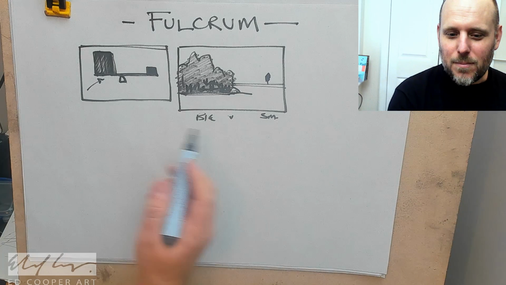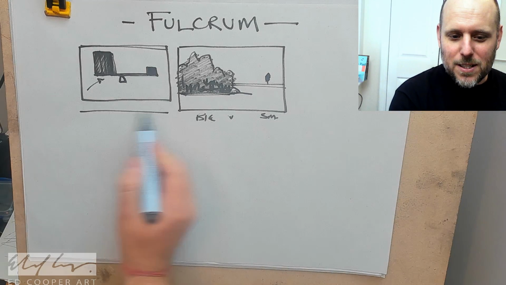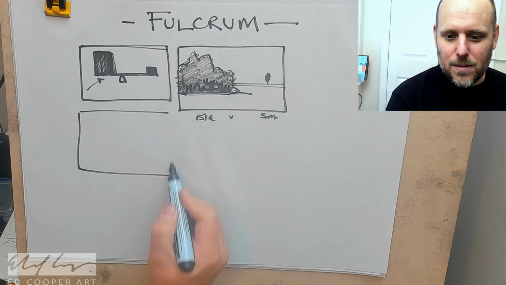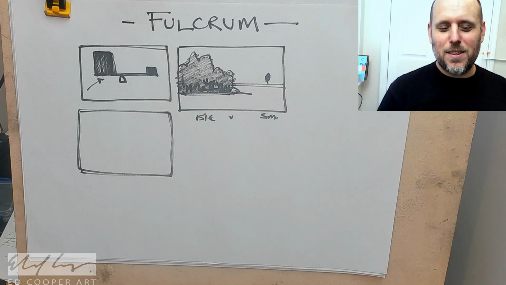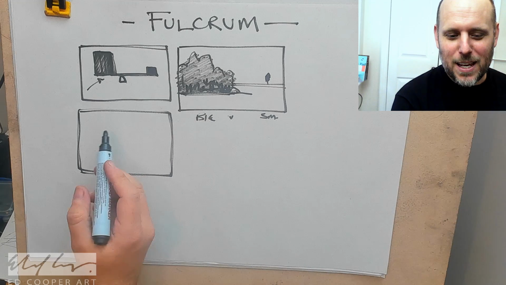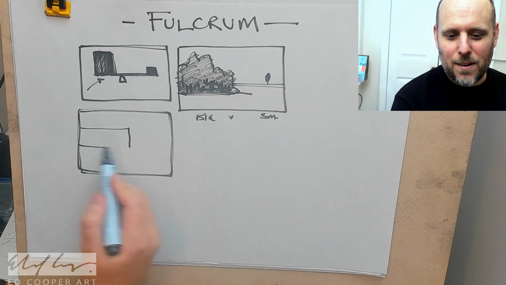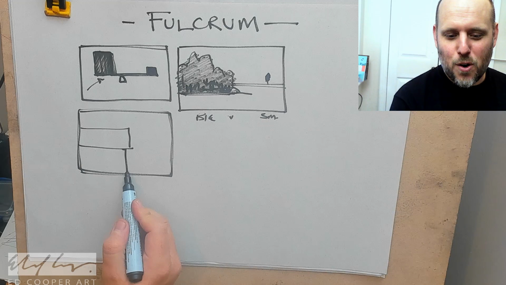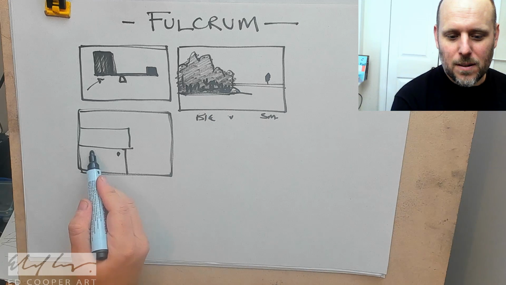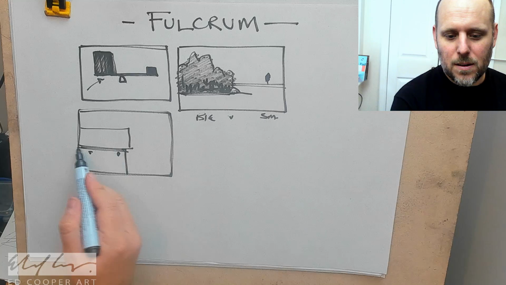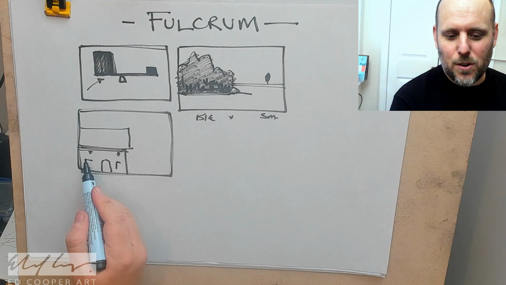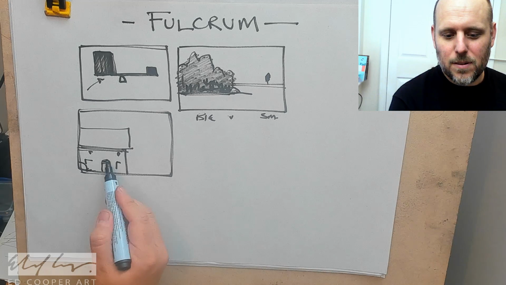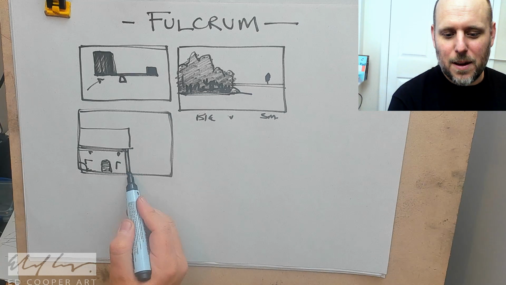But let's try some others, okay? So let's think of something. Again, I'm just thinking of these off the top of my head. So we could have, in fact, we could crop this. Okay, and you've got a sort of cottage like that, maybe.